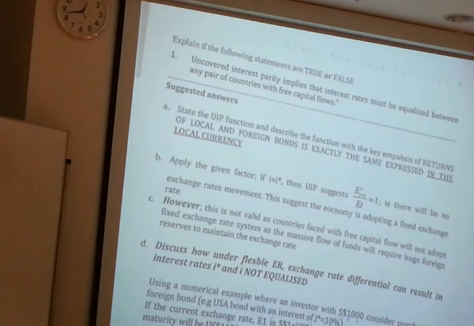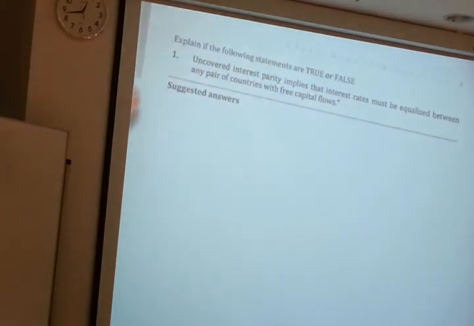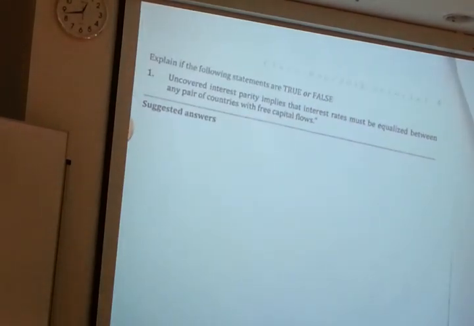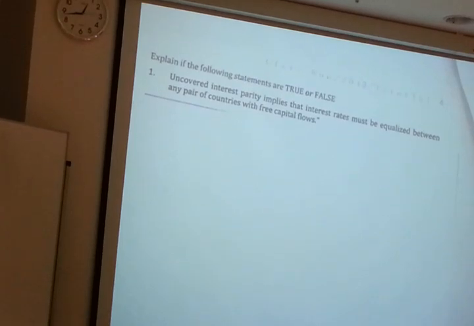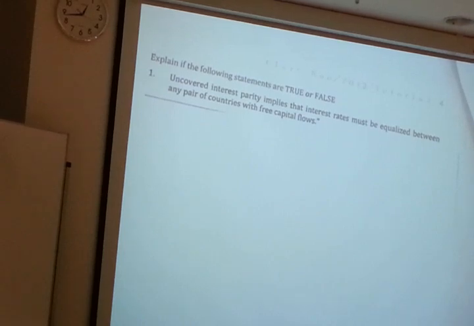Okay, so with that, let's look at question 1 in the tutorial. The question will look very intimidating. Sometimes you read it and there's no head and tail. But it's very clear. The question specifies: uncovered interest parity implies interest rate must be equalized between any pair of countries, meaning between Singapore and US, with free capital flow. True or false?